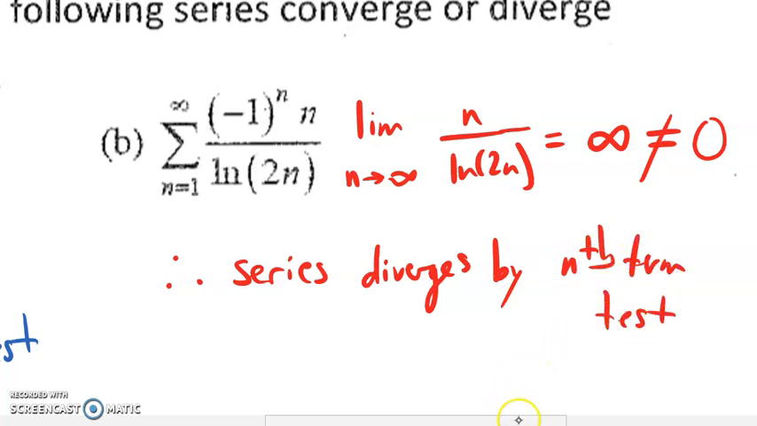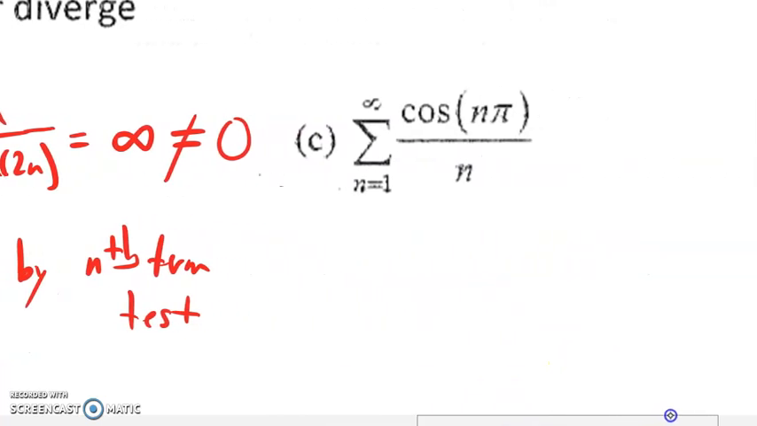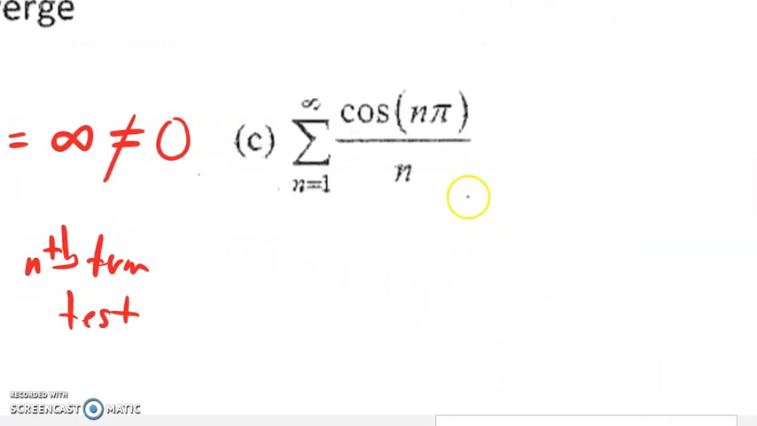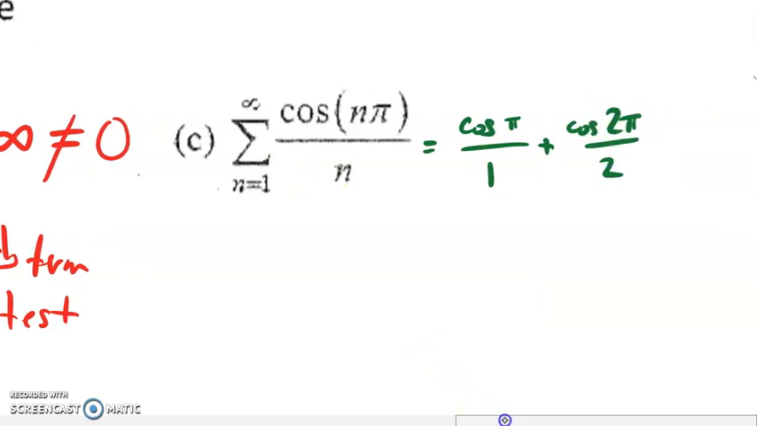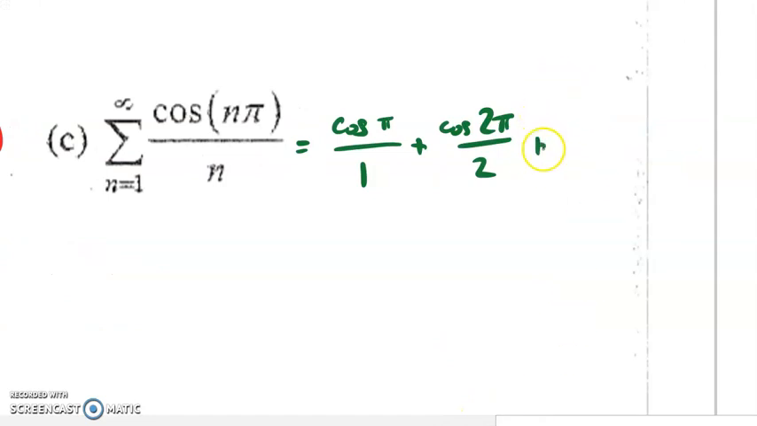So, what about this one? I don't see a -1 raised to the n. But let's remember, when in doubt, expand it out. If we let n equal 1, we're going to take the cosine of 1 pi over 1. If we let n equal 2, we're going to take the cosine of 2 pi over 2. And if we let n equal 3, we get cosine of 3 pi over 3, etc.